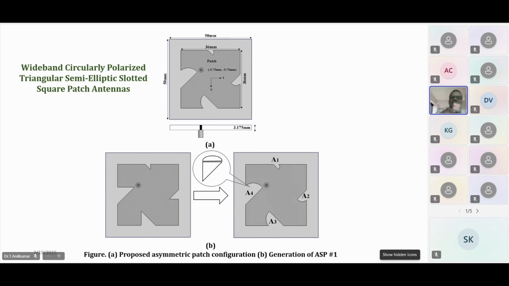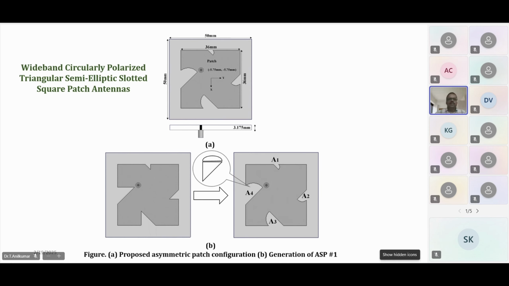These are two configurations I have prepared. One is where opposite sides are equal, and one is where all sides are unequal. Here, what I'm showing is A1, A2, A3, A4, the areas of the slot, are increasing in order. That is what I'm talking about: the asymmetric nature of the simple square I have taken. In that square, I'm bringing a constructional change in order to get two orthogonal modes, right?